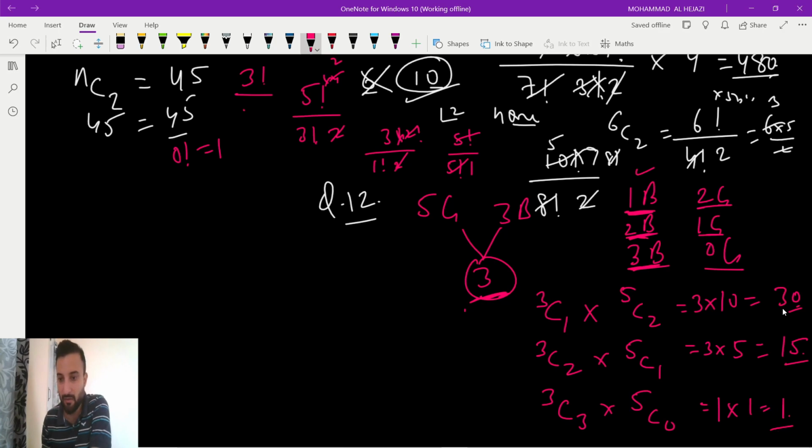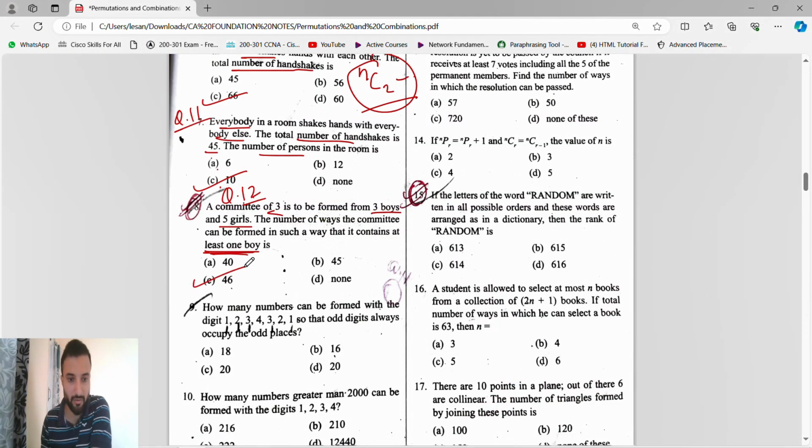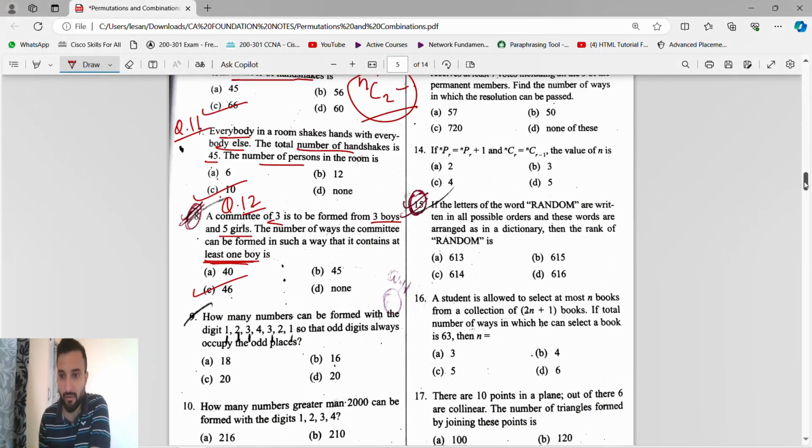So either this or this or this, we can have three ways. Or means addition, so 30 plus 15 is 45, plus 1 is 46. The answer is 46.